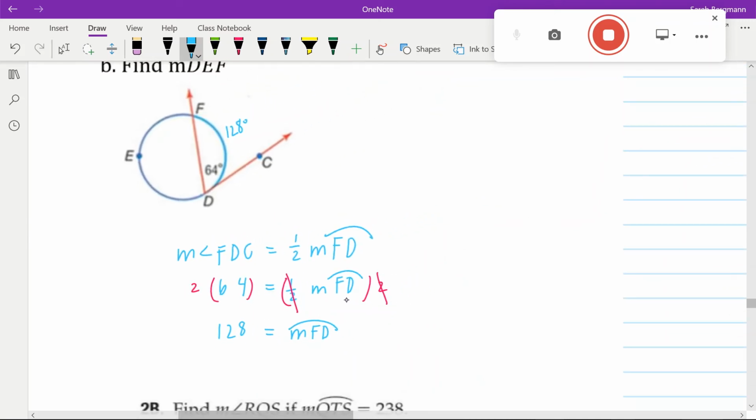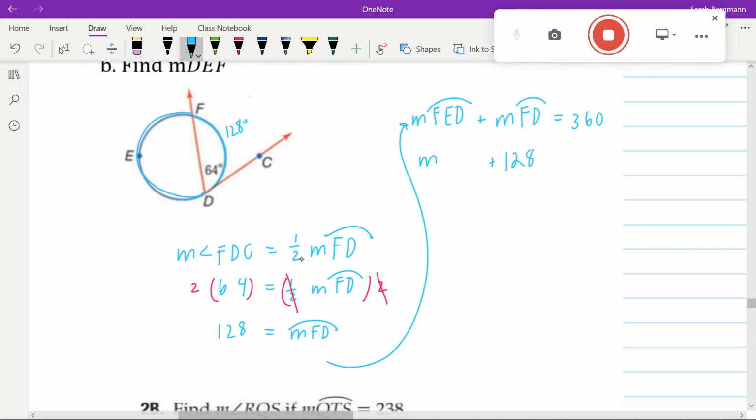So what we're going to write is another equation. We're going to go up to here because I don't have enough space down at the bottom. But what I'm going to say is that the measure of arc FED, that's a major arc all the way around here, plus the measure of the arc we just found, FD, makes up the whole circle, 360 degrees. So I'll fill in 128 for the measure of arc FD. I'll leave everything else in the equation the same.